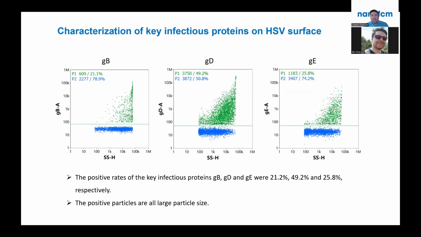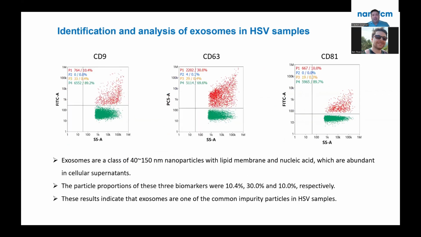And it's likely we have something like extracellular vesicles floating around in the small side, which obviously, as we saw in the previous slide, are membranous, and they can entrain nucleic acids. So the positive rates of these key infectious proteins among all the particles in this isolate for GB was 20%, GD is 40% or 49.2%, and GE was 25% respectively. And these positive particles, we get that confirmatory bit that these are all in the bigger particles in the mixture. These are the viral particles, and these are not as spread out as what might be the EV particles riding along.